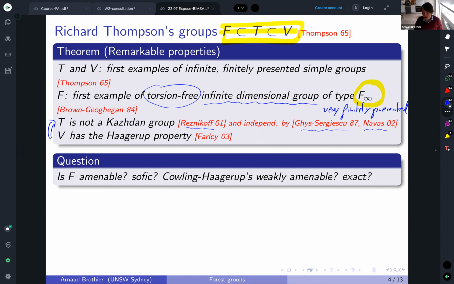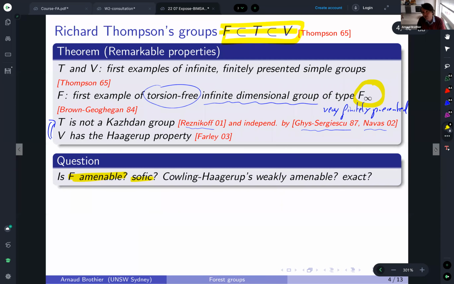And since then, there has been a huge amount of work on this group because they really behave strangely. And the biggest open question that you may have heard before is knowing if F is amenable or not. Okay. And it is surprising that this question is still open, that it's so difficult. But even more surprising is that a lot of weakenings of amenability are still open. So nobody knows if it is sofic.